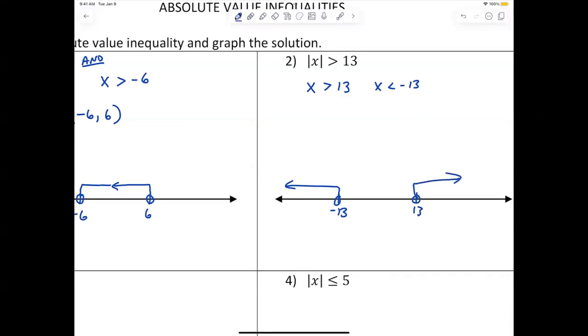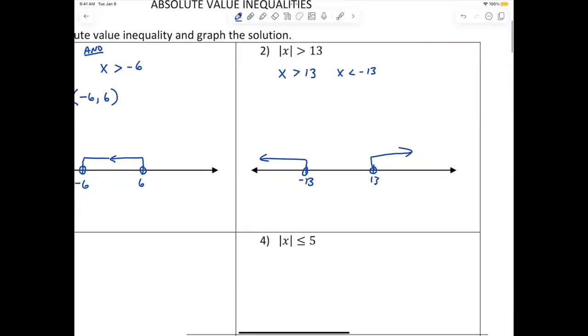To the right. So from yesterday's information, we know over here is -infinity and over here is infinity. So I'm going from -infinity to -13. Then what comes next? U, thank you. From 13 to infinity. That's what I want you to be able to tell me.